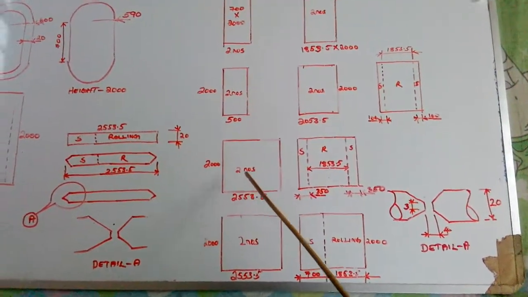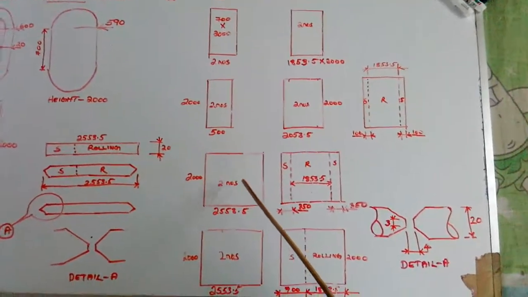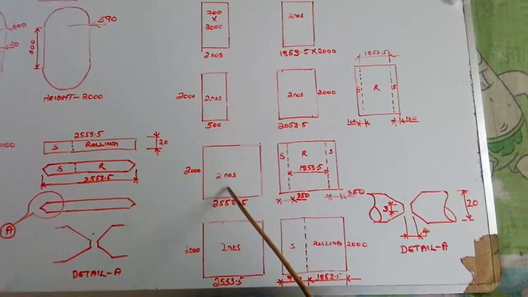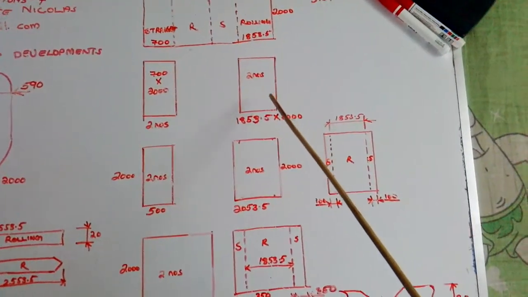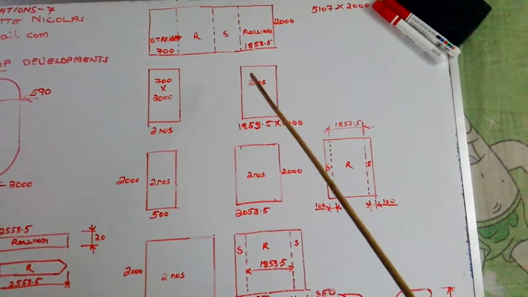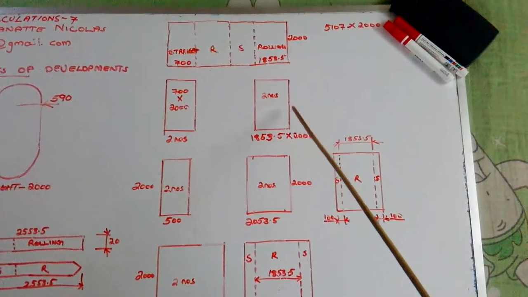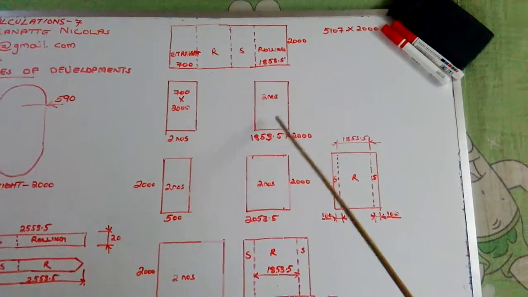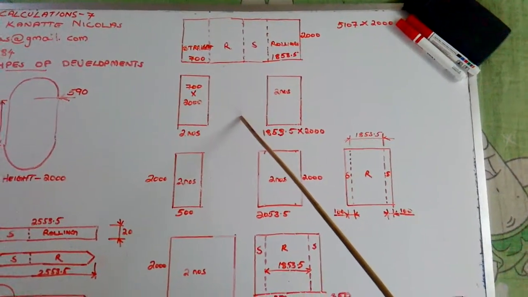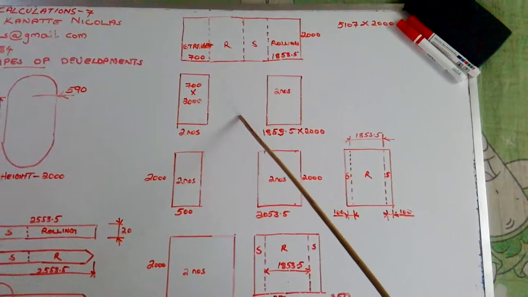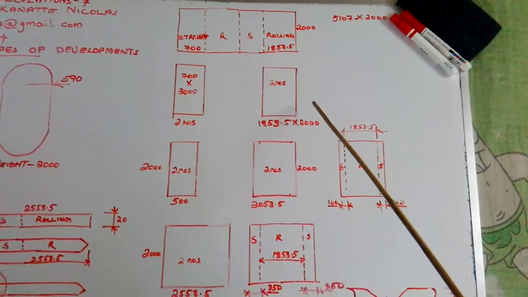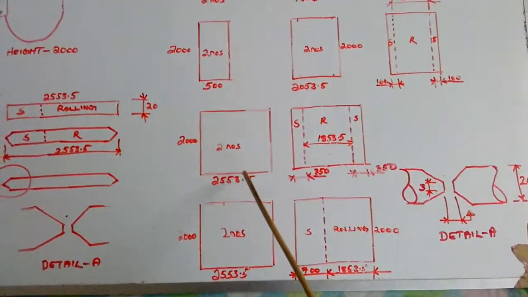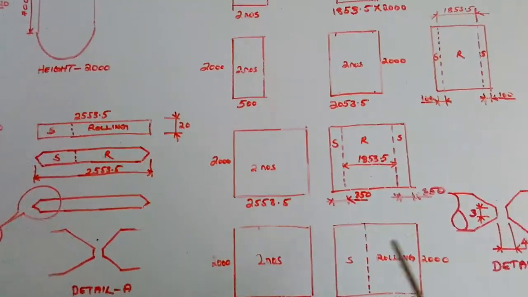Because the original perimeter is 1853.5. With this, we have added 350 mm here and 350 mm here. 1853.5 plus 350 plus 350 is 2553.5. It is a small measurement.